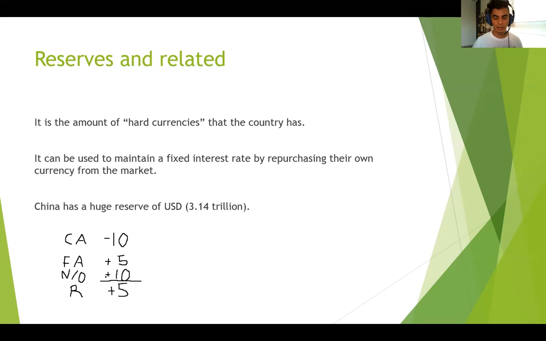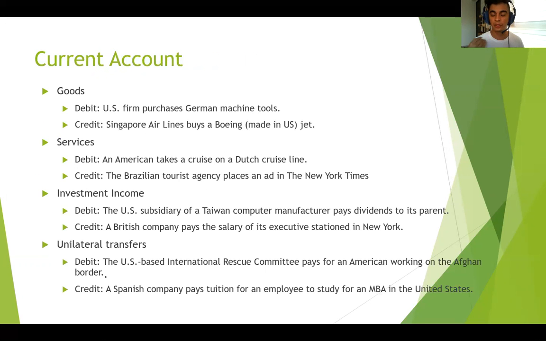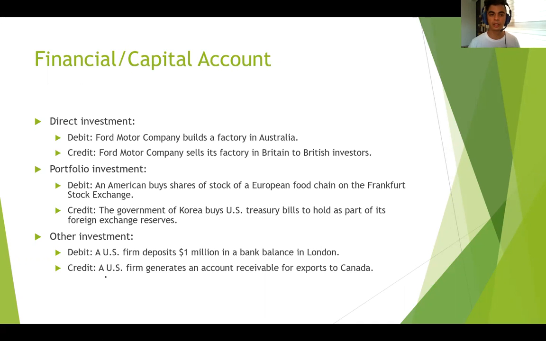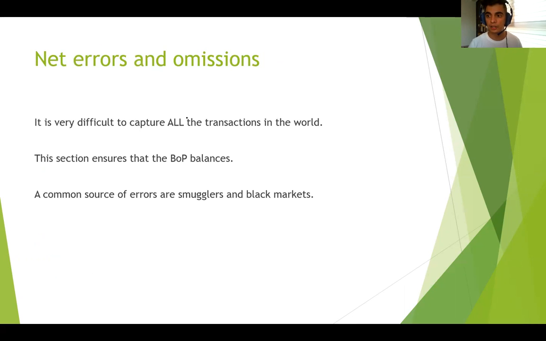So just to summarize the accounts, remember we have the current account that is related to goods, services, investment income, unilateral transfers. Then we have the financial and capital accounts, where we categorize only transactions that are related to investments. It can be direct investment or portfolio investment. And then we have net errors and omissions, which are literally transactions that the government doesn't know about.